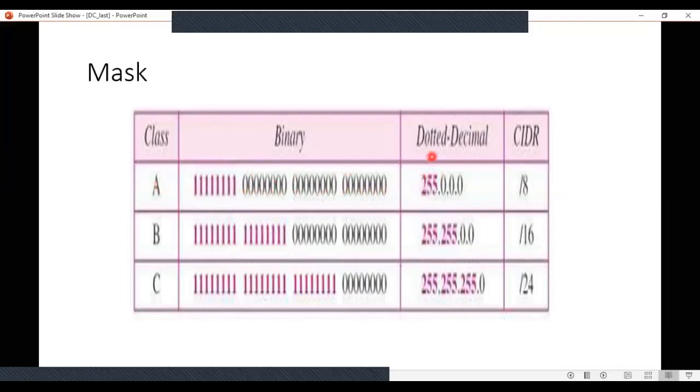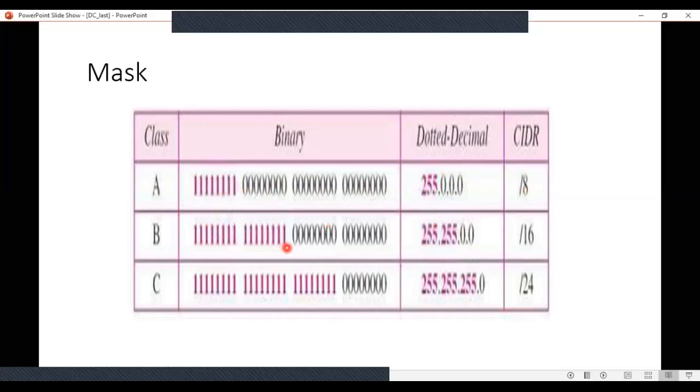Okay, now in dotted decimal, this is 2 raised to 0, 2 raised to 1, up to 2 raised to 7, right? That is 255. In dotted decimal you can say 255.0.0.0. This is the mask for class A. Here you have slash 8. That means these 8 bits will represent the network ID. This is the slash notation.